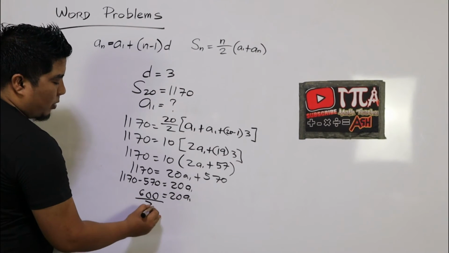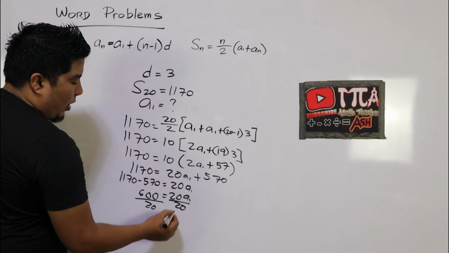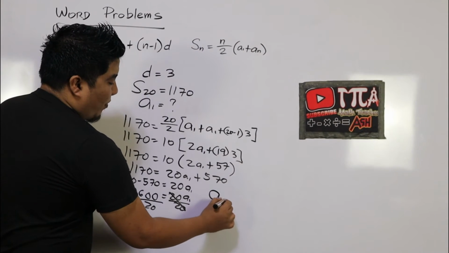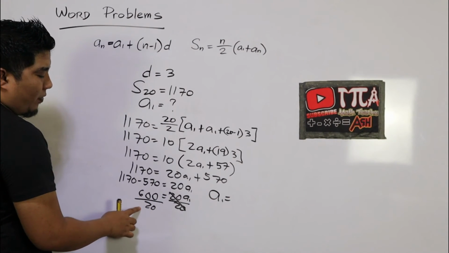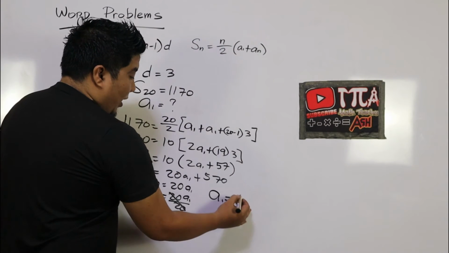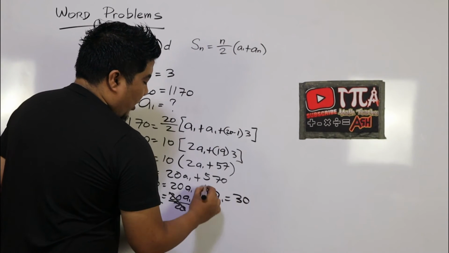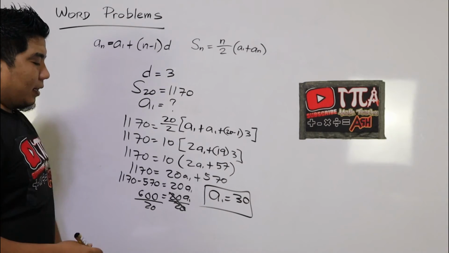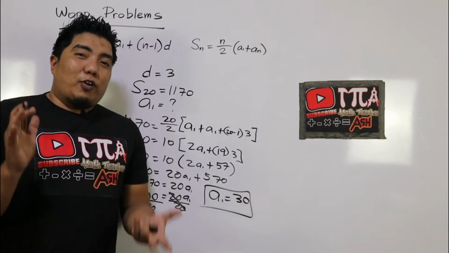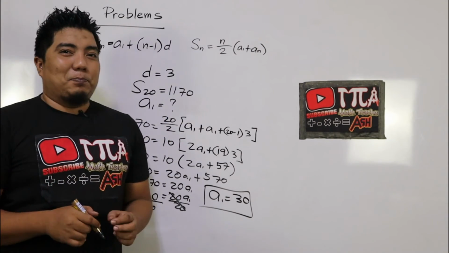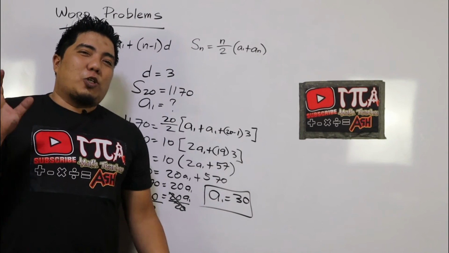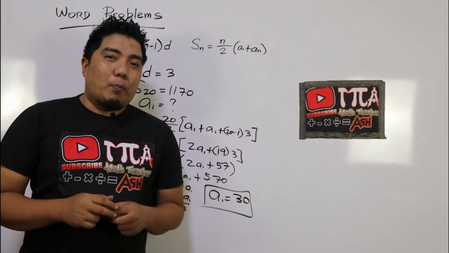So you divide both sides by 20, cancel this, and you will have the first term as 600 divided by 20, and the answer is 30. And that is our final answer for this given problem. Easy, right? So now let us go to our final problem.